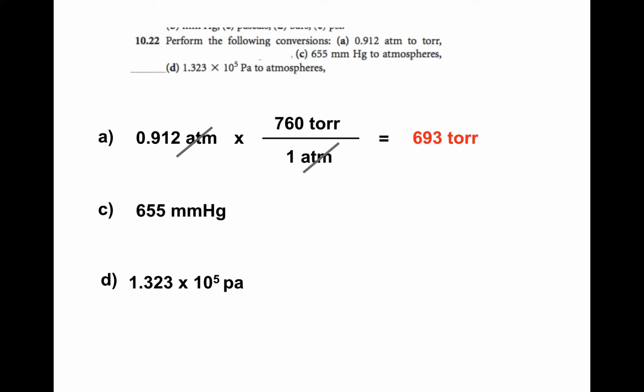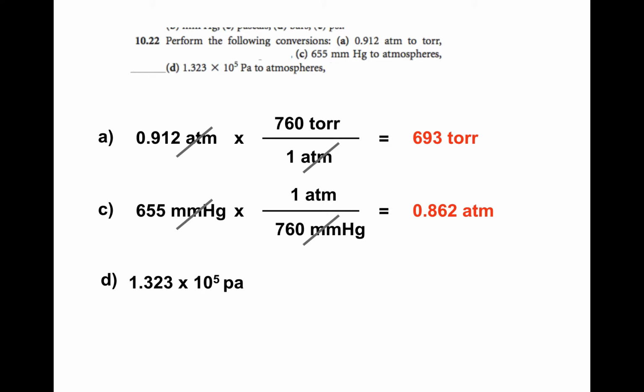765 millimeters of mercury. Well, millimeters of mercury and torr mean the same thing. 760 millimeters of mercury for every atmosphere. Again, I have less than an atmosphere here. Atmosphere goes up in the numerator. What I want to get rid of, what I'm canceling, goes in the denominator.